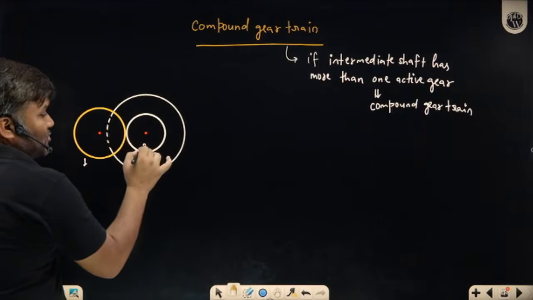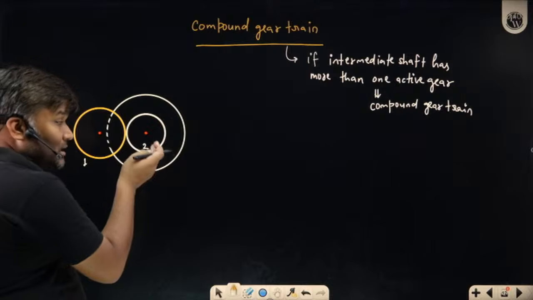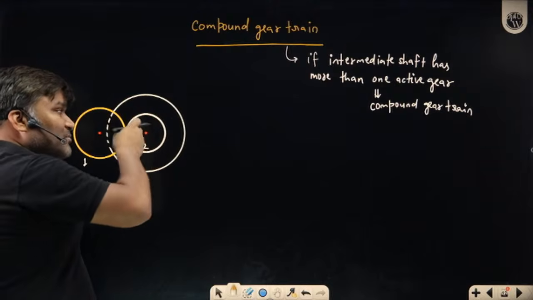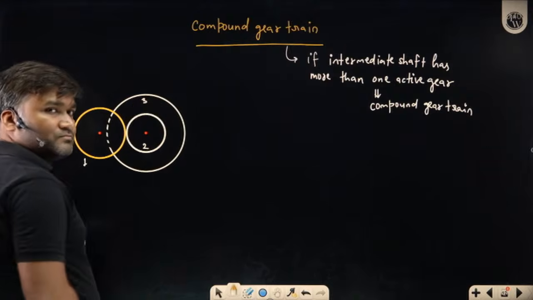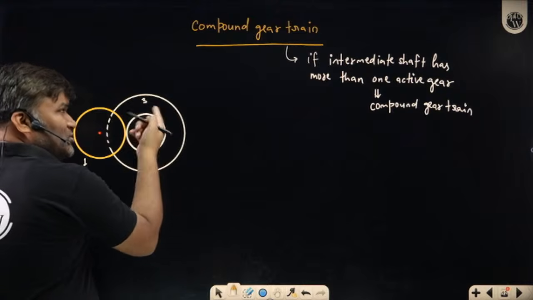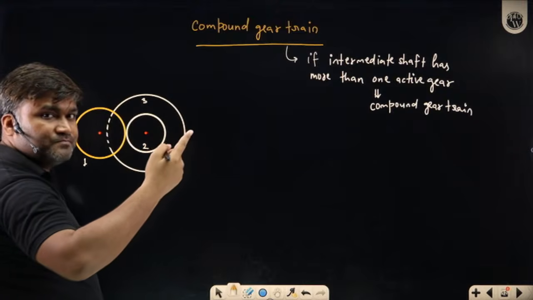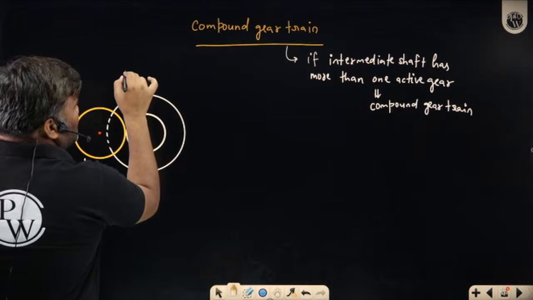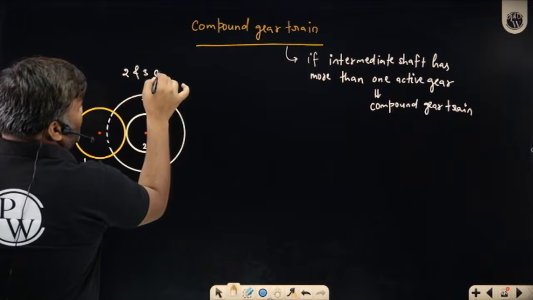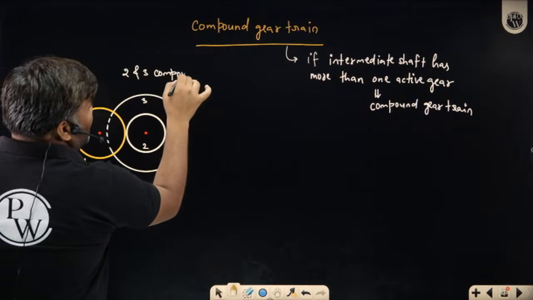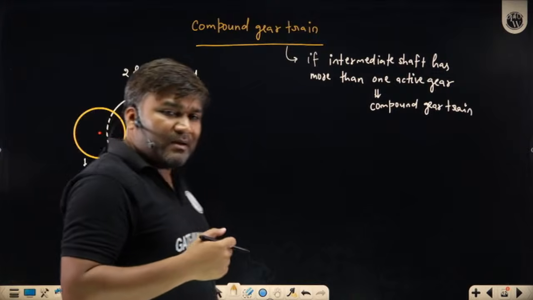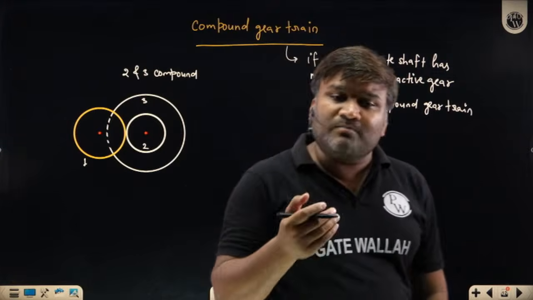1 is driving 2. 2 is rotating on the same shaft where I have gear 3. It is also rotating with the same angular speed. 2 and 3 are compound. This is called compound gear. Whenever on the same shaft I have 2 gears, they are called compound gears.